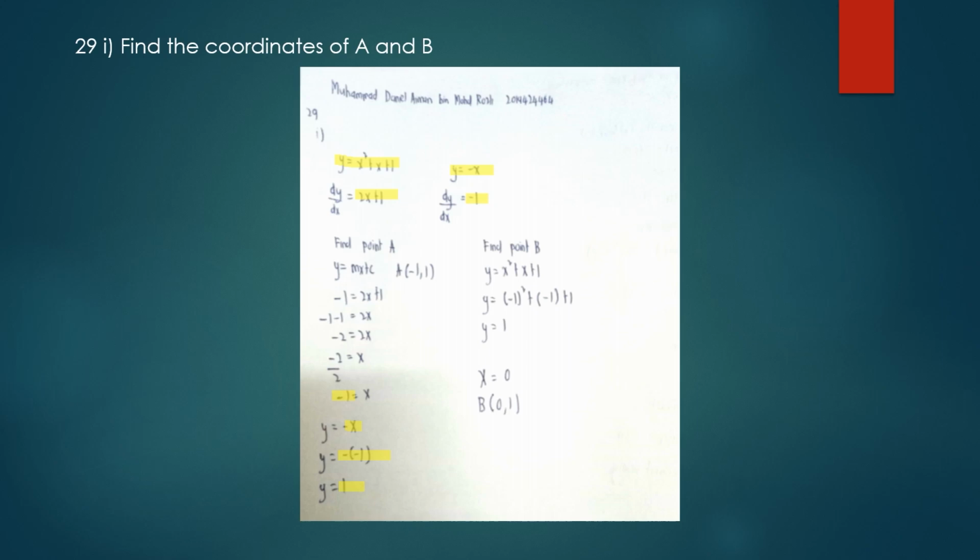And how do we find the point B? y equals x squared plus x plus 1. The equation is right here. As you can see, we need to apply from here to find the point B, and then y equals negative 1 squared plus negative 1 plus 1. After calculation, y equals 1, and then x equals 0. So B is (0, 1). So that's the end of question 29.1. We move to the second question.